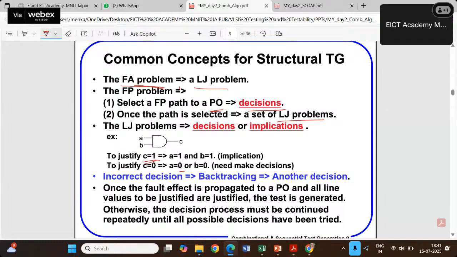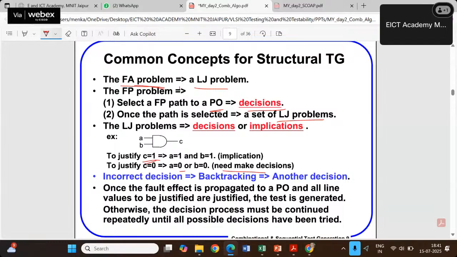Out of these, we have to make the decision. That decision should be suitable to us. For example, in the previous case, out of 3 conditions, we have taken 1, 0, because A was already fixed to 1. That's why we made C equal to 0. So that type of decision we have to take. This is what the line justification problem is.